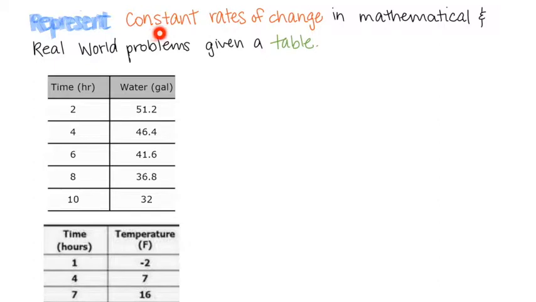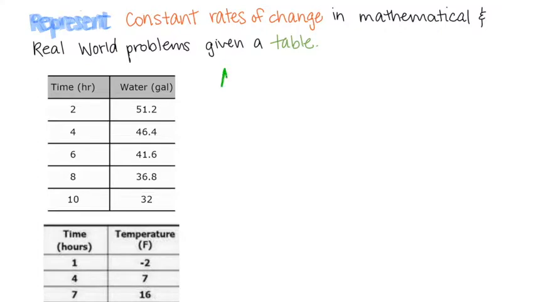In this video, we are going to learn how to represent constant rates of change in this given table. Now let's go ahead and take a look. My first table here is representing time and water. Water seems to be represented as a dependent value of time, so potentially depending on how much time is given, the gallons of water will either increase or decrease. So let's go ahead and try to find the constant rate of change of these values.